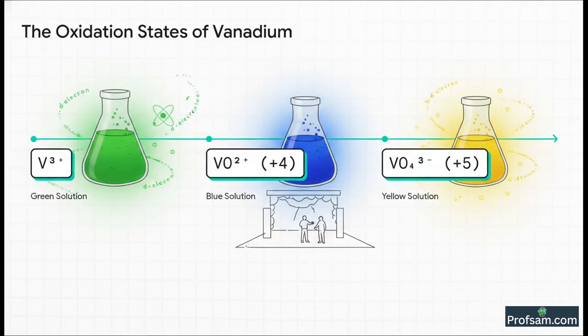When vanadium is in the +3 oxidation state, it has a certain number of d electrons, our actors, and the solution is green. When we change its oxidation state to +4, the number of d electrons changes, the performance on the stage changes, and the color becomes blue. Change it again, and the color changes to yellow. You see, each color corresponds to a different d electron configuration.